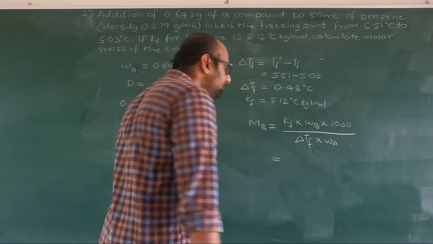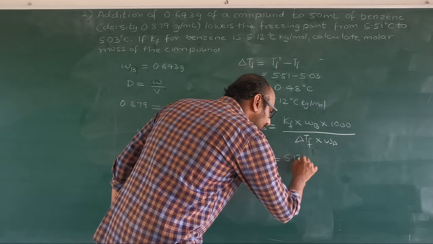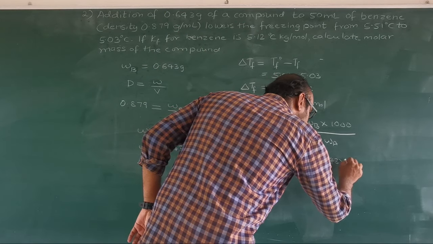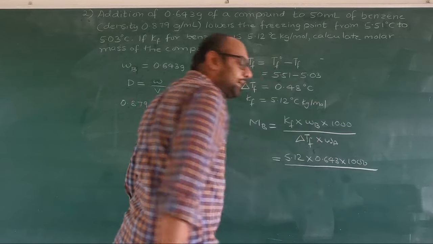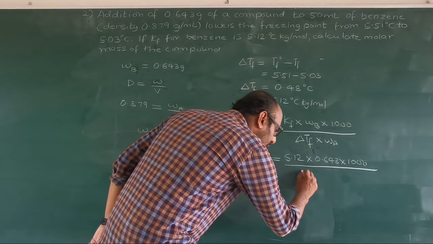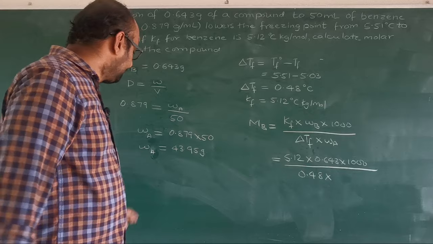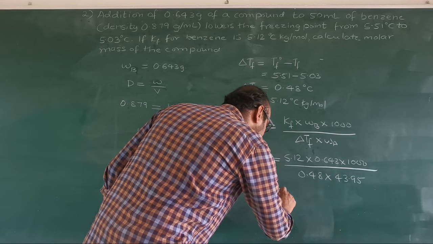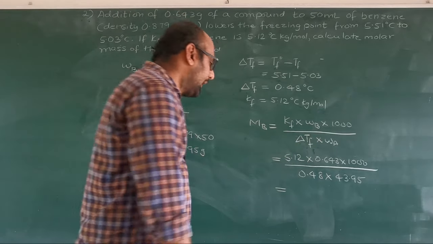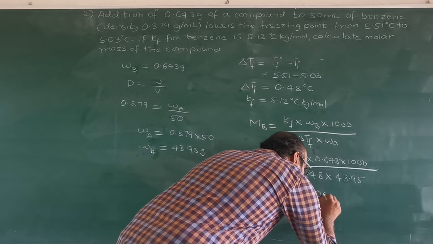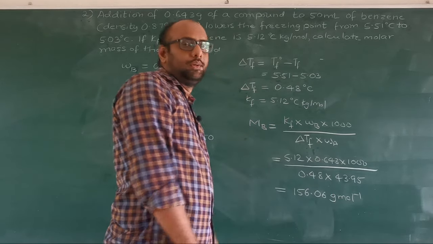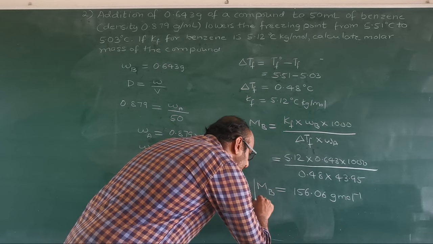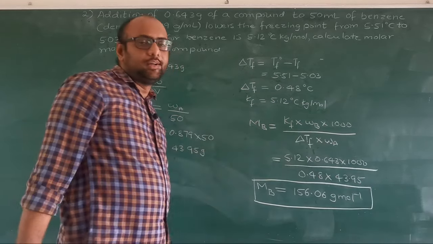So this is equal to, what is Kf? 5.12 multiplied by, what is WB? It is given here. 0.643 into 1000 divided by delta TF you calculated here, 0.48. Now WA, it is 43.95. When you calculate all this, the final value will be 156.06 gram per mole. You know that gram per mole is the unit for molecular mass or molar mass. So MB, the mass of the solute, will be equal to 156.06 gram per mole.